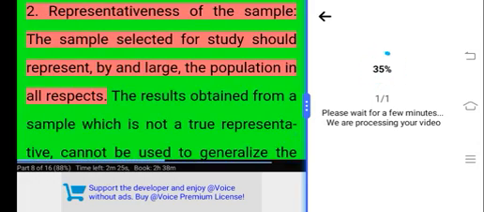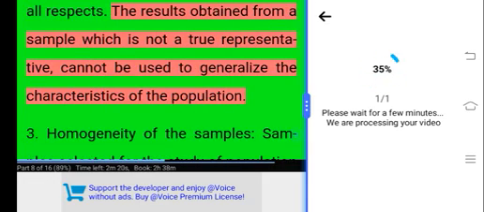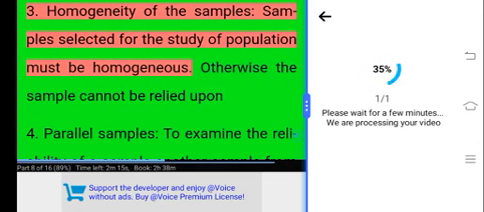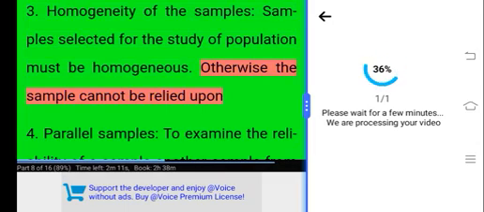2. Representativeness of the sample. The sample selected for study should represent, by and large, the population in all respects. The results seen from a sample which is not a true representative cannot be used to generalize the characteristics of the population. 3. Homogeneity of the samples. Samples selected for the study of population must be homogeneous. Otherwise the sample cannot be relied upon.